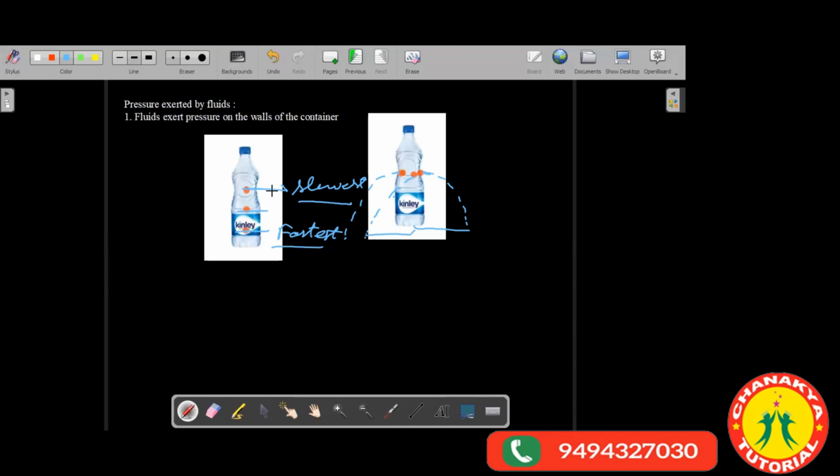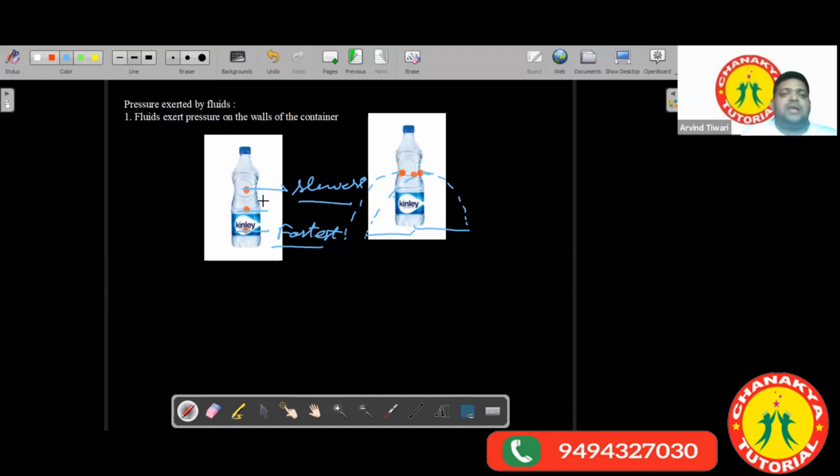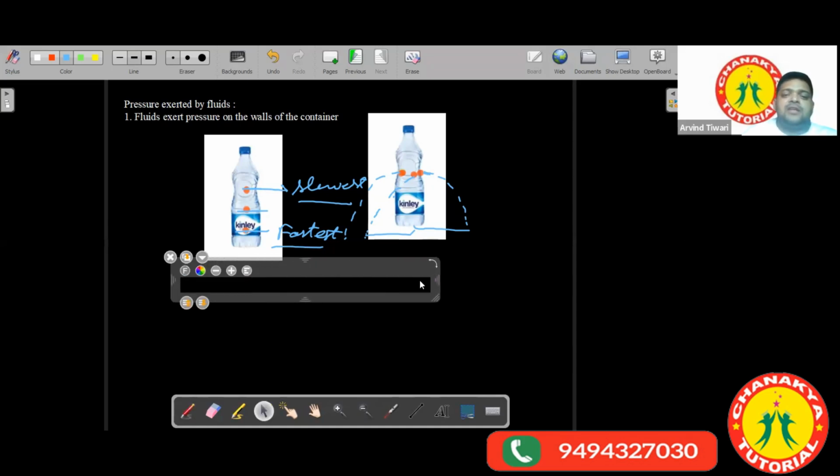Here you have the pressure being exerted in all the directions. Here the pressure exerted from the top is less and from the bottom is maximum. So these points are clear about pressure. Now we saw the case of the balloon. Can anyone explain why balloons expand?